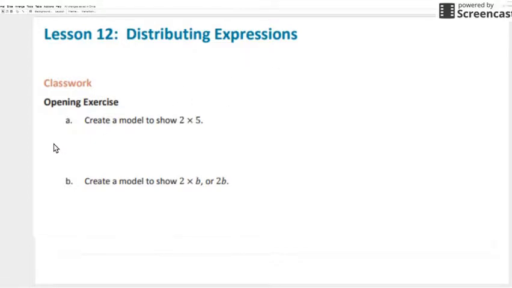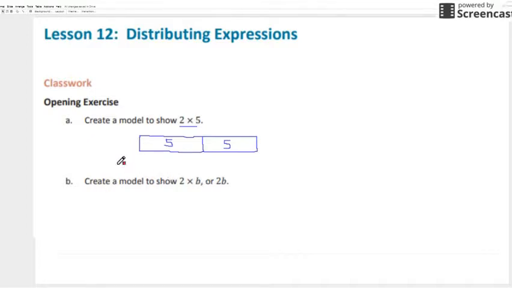All right, so here it says opening exercise. Here it says create a model to show 2 times 5. Well, we talked about this in the previous lesson. 2 times 5, we can draw a model as a box here, and this could be a 5. And because we need another one, we want to try to draw it about the same length, but of course this is a drawing, it's not going to be perfect. And this is 5. So we have 2 5s. This is known as 2 times 5. So this is a model of simply 2 times 5, or 2 5s.